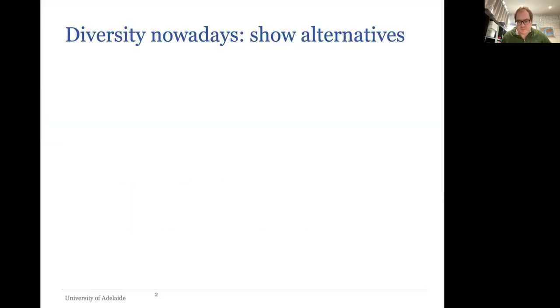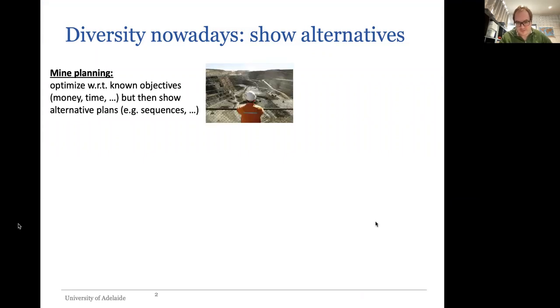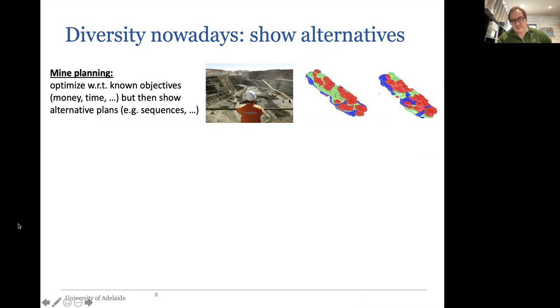Diversity nowadays is very important in many domains. For example, when you're planning a mine, how it should be excavated, which blocks to go in which sequence. Of course, you optimize with respect to known objectives, but you also might have to show the actual mine manager different alternative plans, in particular with respect to larger mining sequences.